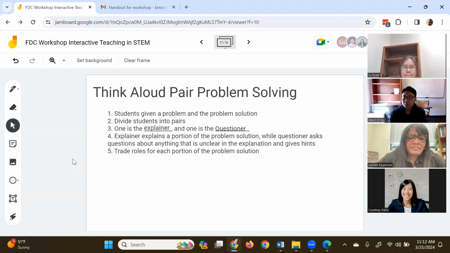The explainer explains. They take some portion of the solution on the page and they explain step by step what was done and why it was done. That's a challenging task for somebody who's learning how to solve a problem. As they're doing so, the questioner is asking clarifying questions. Anything that they explain that is not completely clear, they ask a question about that. They also can give hints. If the explainer is struggling and they have other ways to think about it, then the questioner can jump in and do that. But the explainer has the primary responsibility.